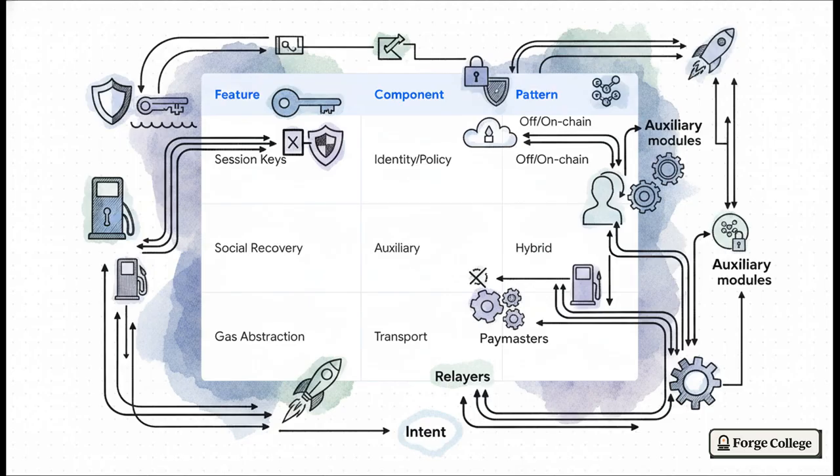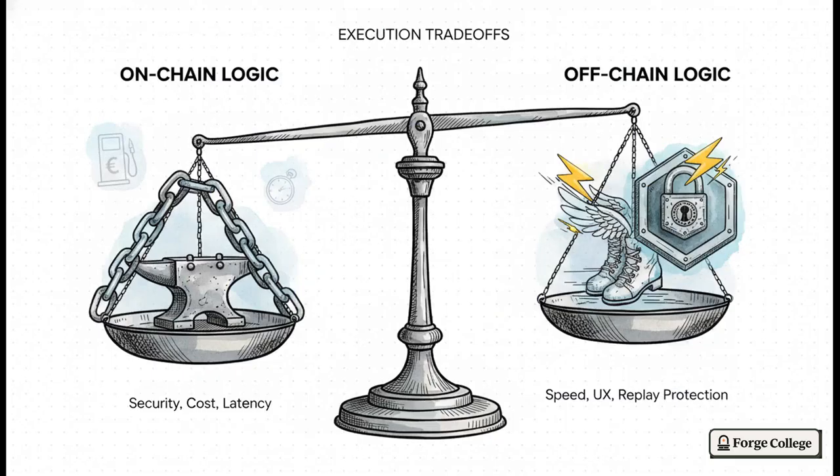Social recovery completely bypasses the concierge and talks directly to auxiliary modules to reset your identity. And gas abstraction lives entirely in the transport layer. So whenever you're evaluating a brand new feature, instantly ask yourself: am I modifying identity, enforcing a policy, or transporting an intent? Now, structural mapping is also about execution trade-offs.